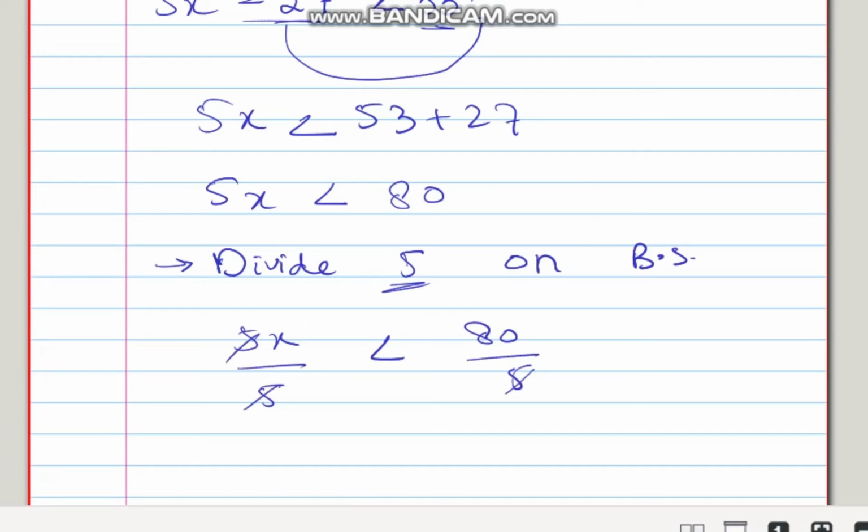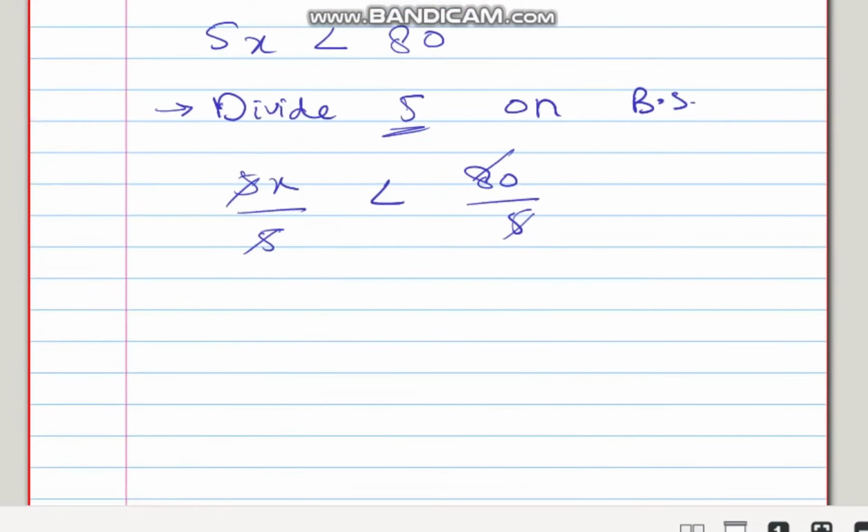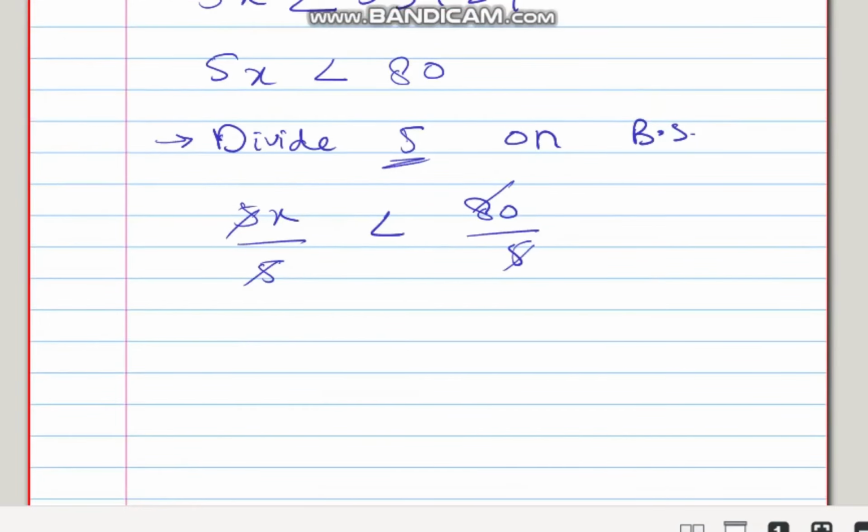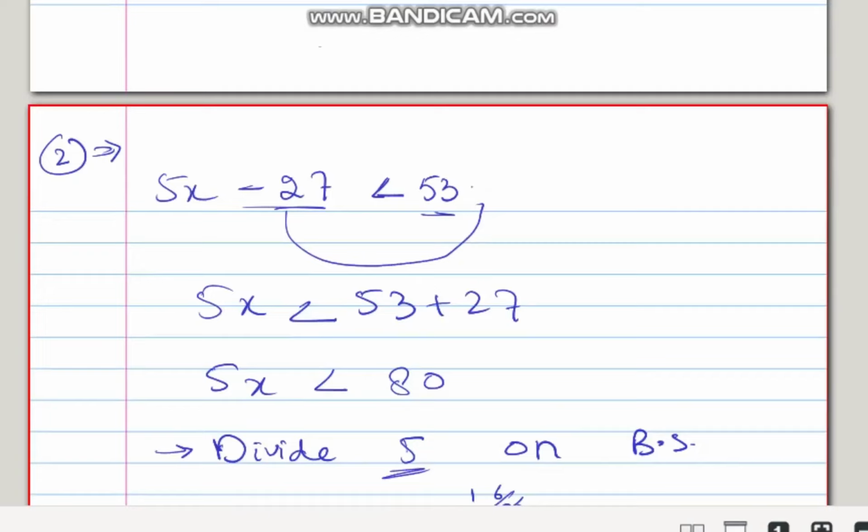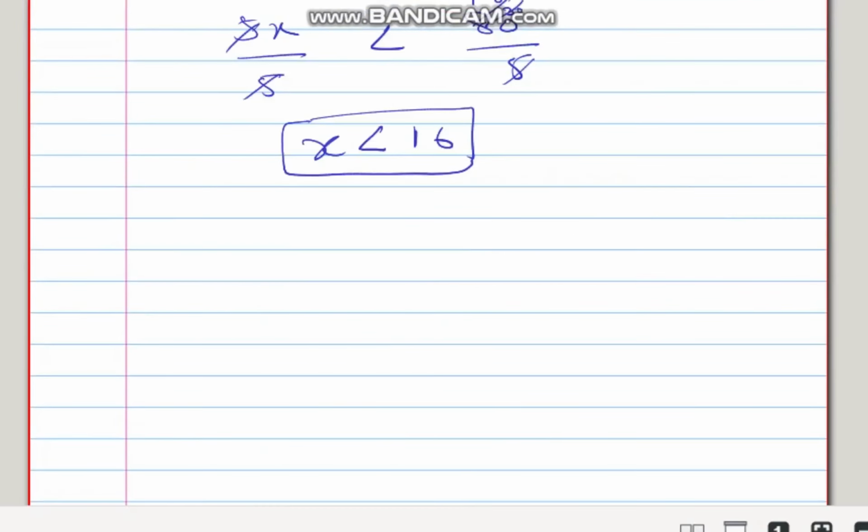The 5 cancels out, and just divide 80 by 5. What will I get? 5 multiplied by 1 is 5, and how much is remaining? 3 is remaining. 3 moves to this side and it becomes 30. Now 5 multiplied by 6 is 30, so I will get 16. x is less than 16. This is a very important and very good point. Now let's check the above answer. This is the second part.